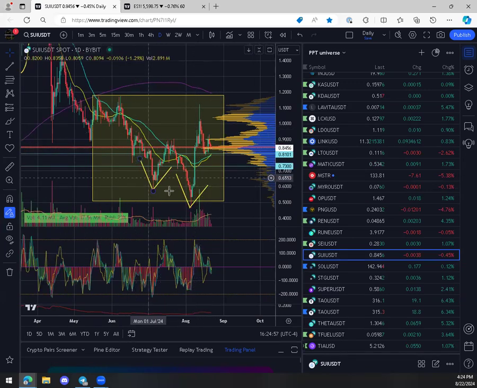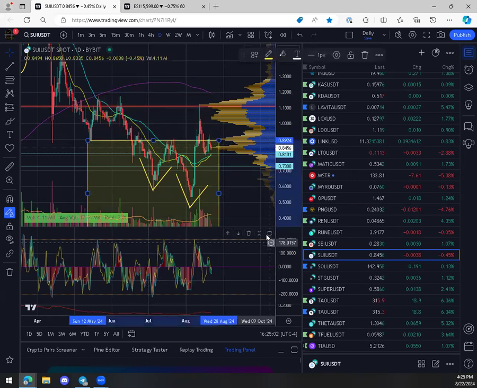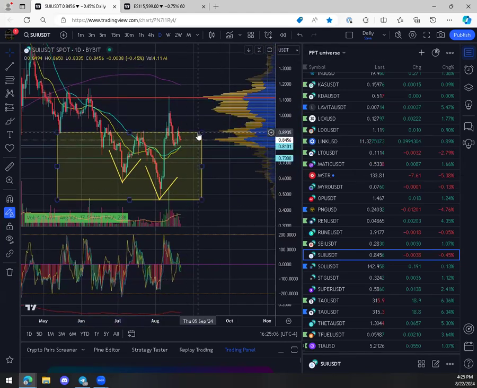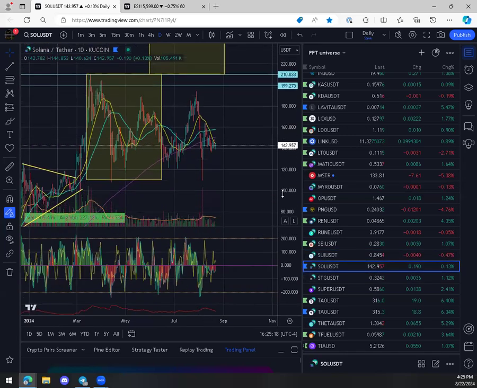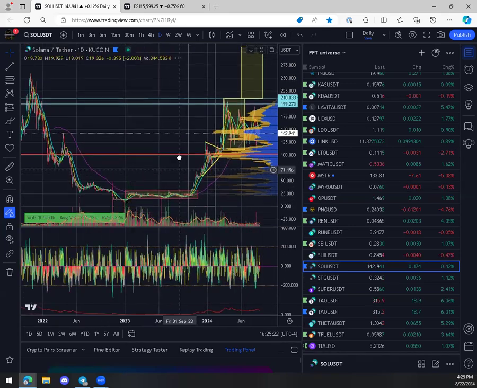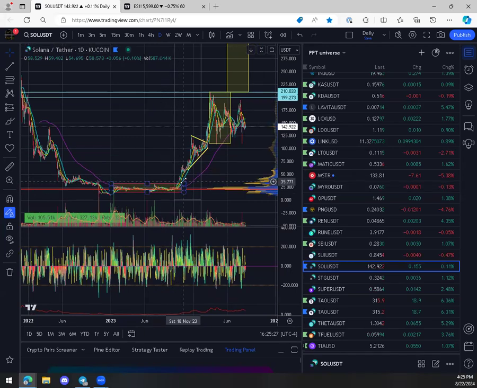A strong move that broke above this trading range. So if we can hold above this zone here, that would create structure and keep this launching point candle intact. You could just see this, this is at $142. So quite a run.